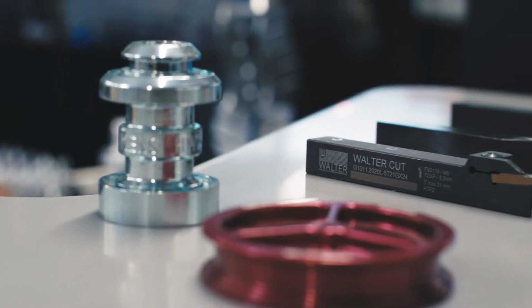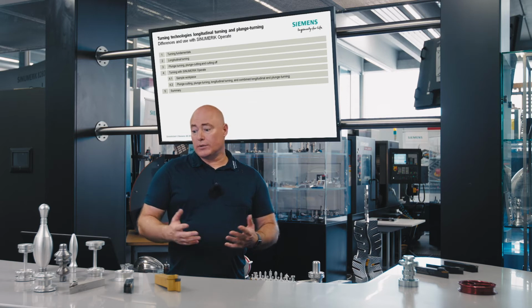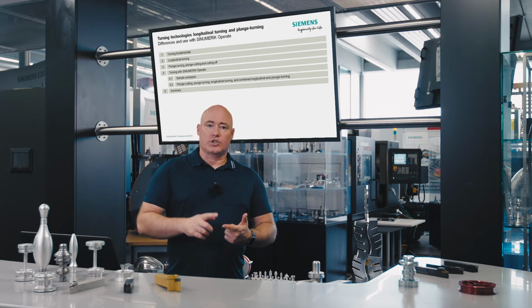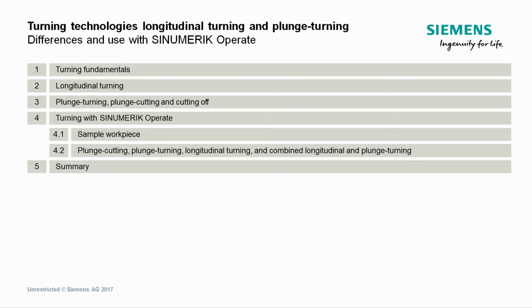Our agenda for today, fundamentals of turning. What is turning anyway? What does it actually mean? It means longitudinal turning itself as an application, and then of course also plunge turning, grooving and separation, in other words cutting off the finished part. Turning with Cinemeric Operate as a follow-up point, with a sample workpiece on the machine itself, and then the summary, the comparison between longitudinal and plunge turning.